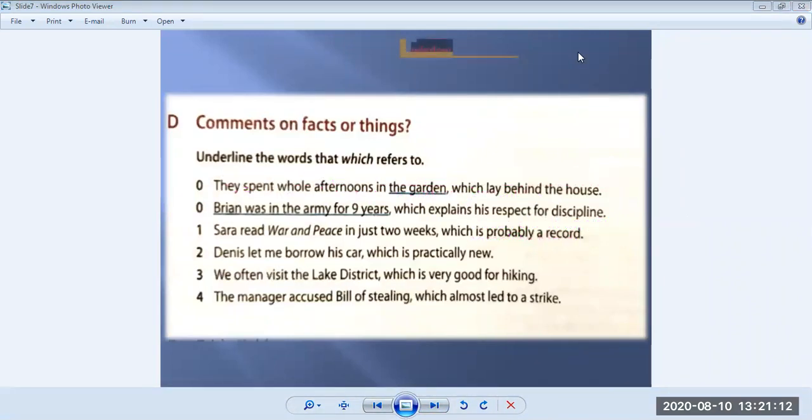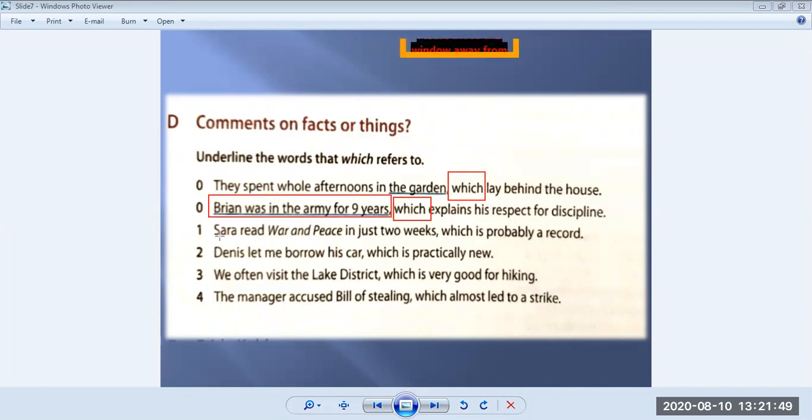Here, comments are on facts or things. Underline the word which refers to. For example, they spent the whole afternoon in the garden, which lay behind the house. What does it identify? The word which refers to the garden. For example, Brian was in the army for 9 years, which explains his respect for discipline. That means here the word which refers to Brian's 9 years in the army, you know?